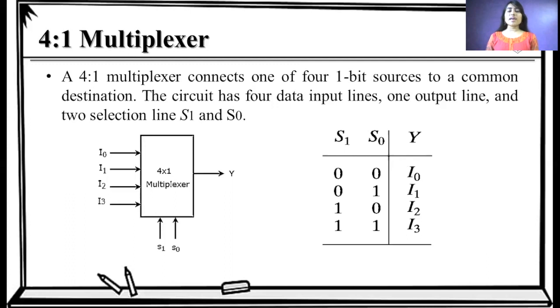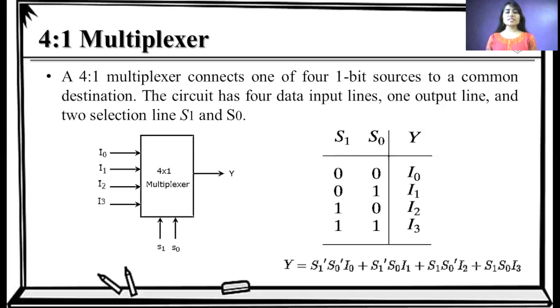Then if S1 and S0 have the value 0 1, then Y is equal to I1, for 1 0, I2, and for 1 1, I3. So this is how, according to the value of the selection lines, any of the inputs can be directed to the output side. So according to this truth table, we have a logical equation for Y.